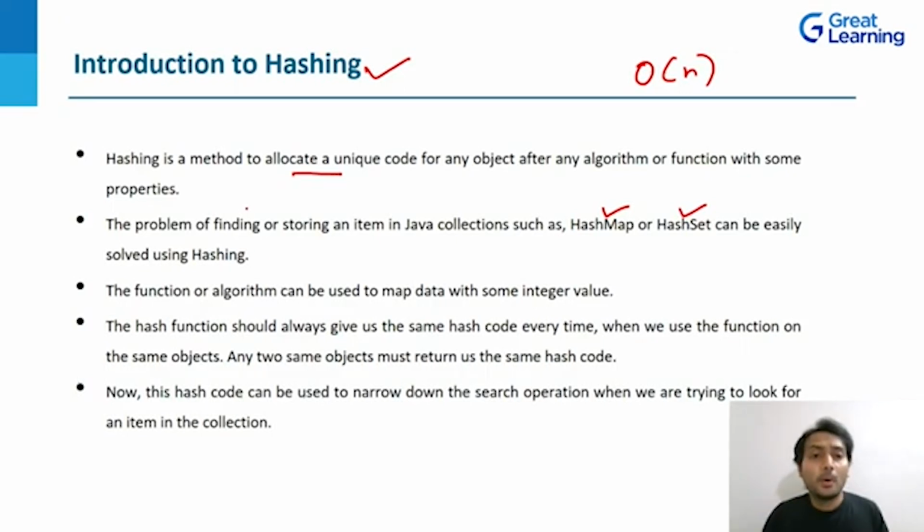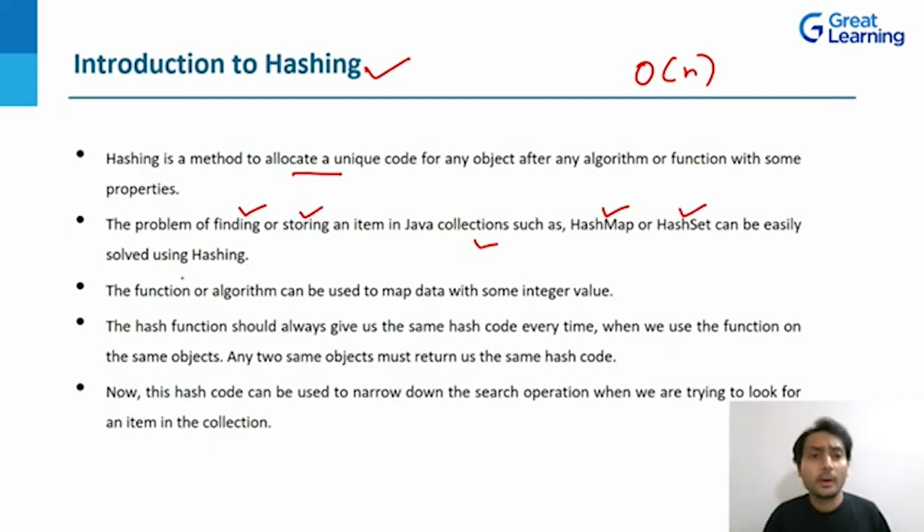Now, the problem of finding or storing or any other operation in your program will take much less time with the help of this hashing method, right? So in collections such as HashMap or HashSet or any other collection in Java, if you use this hashing method, the duration of all the operations will be short. Fine, that is the advantage of this hashing technology.